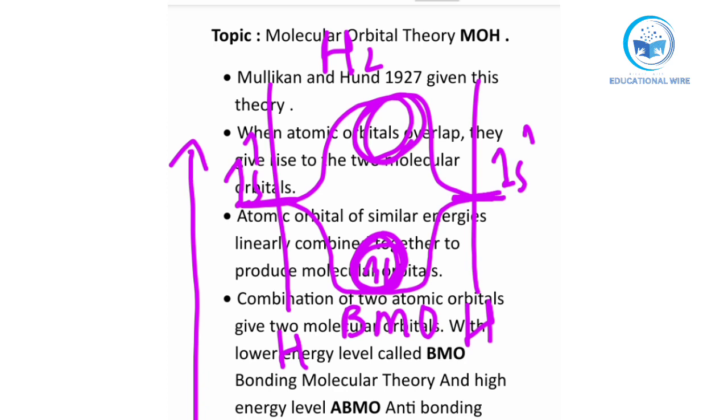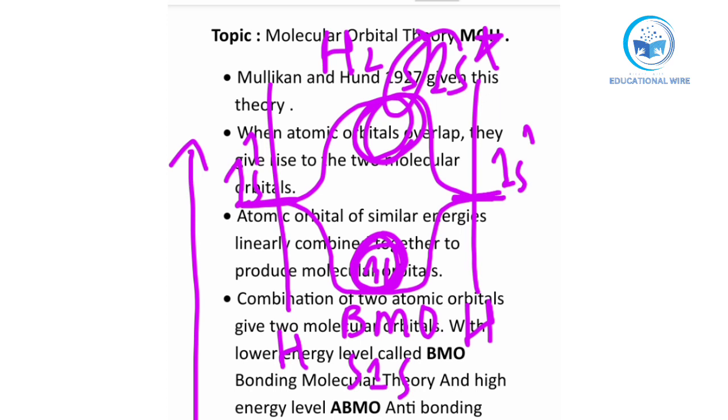And in this one, what will happen? We have σ1s, and this is destructive, so it is represented with a star. Here, σ means sigma. It is sigma 1s because it is on the x-axis line, so it is called a sigma bond. Here there will also be a sigma bond, σ*1s.